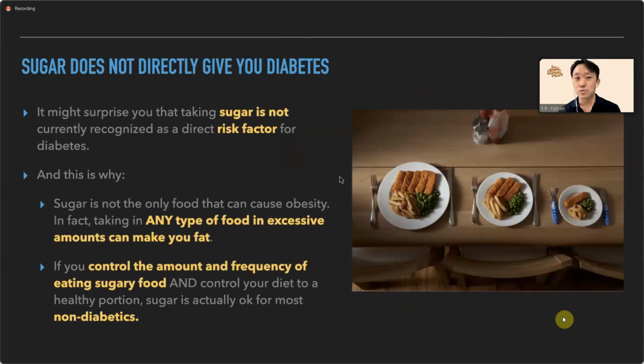It might surprise you that taking sugar is not currently recognized as a direct risk factor for diabetes, and this is why. Sugar is not the only food that can cause obesity. In fact, taking in any food in excessive amounts can make you fat. If you control the amount and frequency of eating sugary food and control your diet to a healthy portion, sugar is actually okay for most non-diabetics.